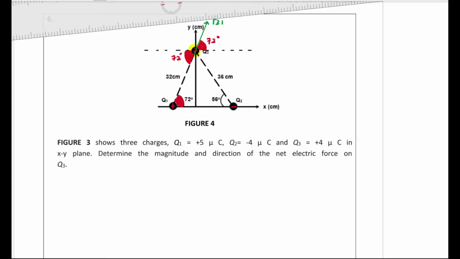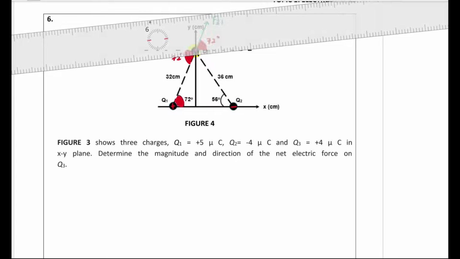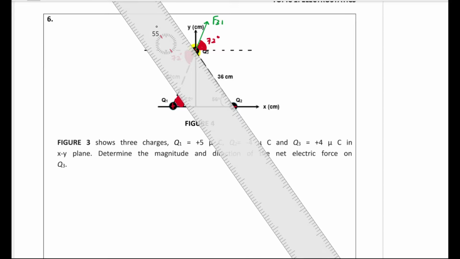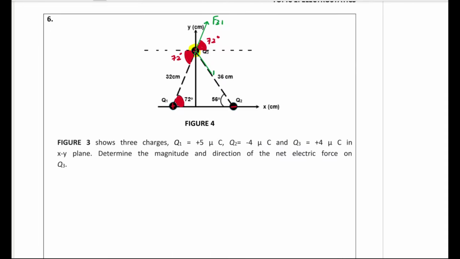Then, the force on charge 3 due to charge 2. So it will attract to charge 2. Okay. Force on 3 due to charge 2. So, that one is 56 here. So the angle is 56 here. So we start the angle here also 56. Okay. So it is the same also. Okay, F31.